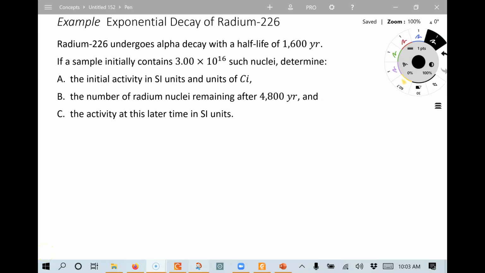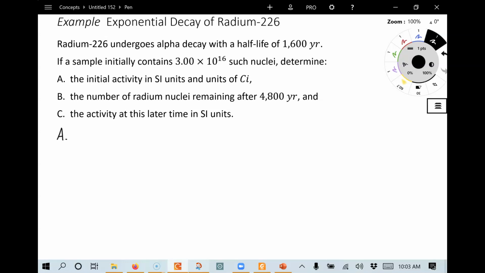Hi, this is an example problem from Chapter 31 on the exponential decay of radium-226. So we're given some data about radium-226. It undergoes alpha decay. It has a half-life of 1600 years, and we have a sample that initially contains 3 × 10^16 nuclei of this radium-226. We're asked to determine part A, the initial activity in SI units and units of curie.